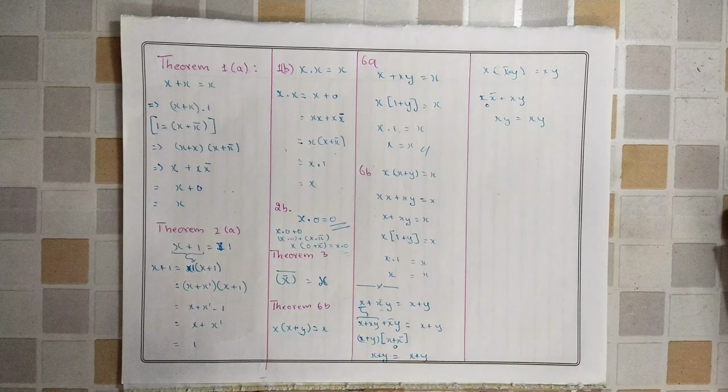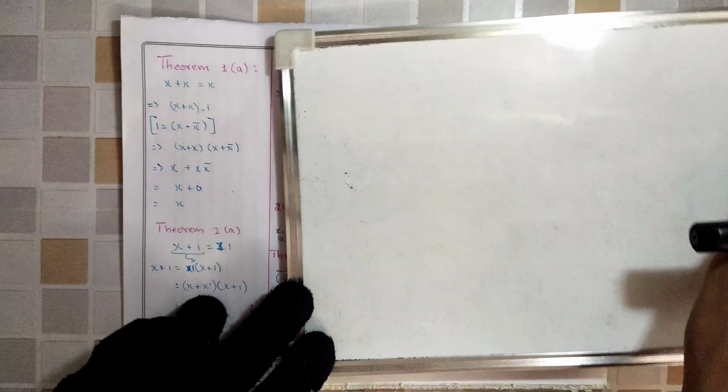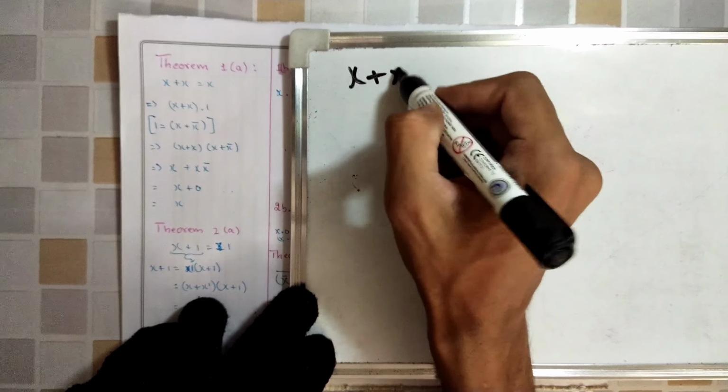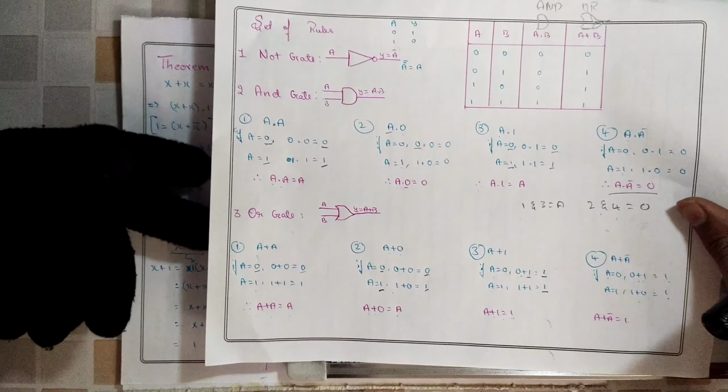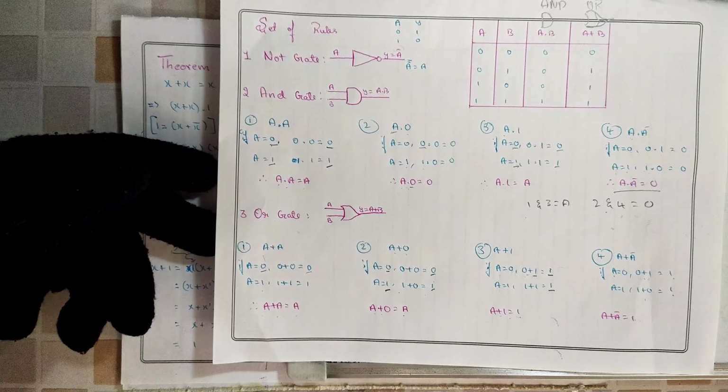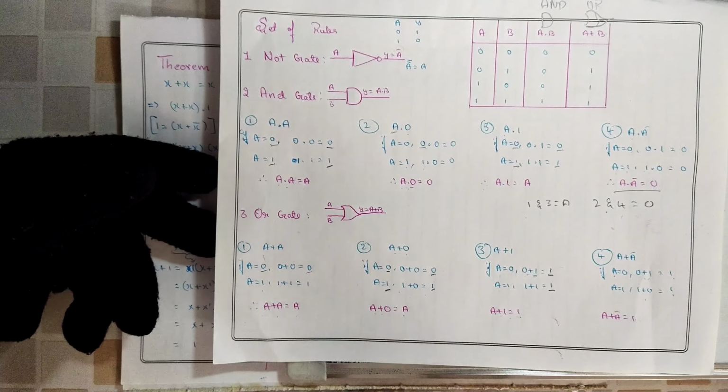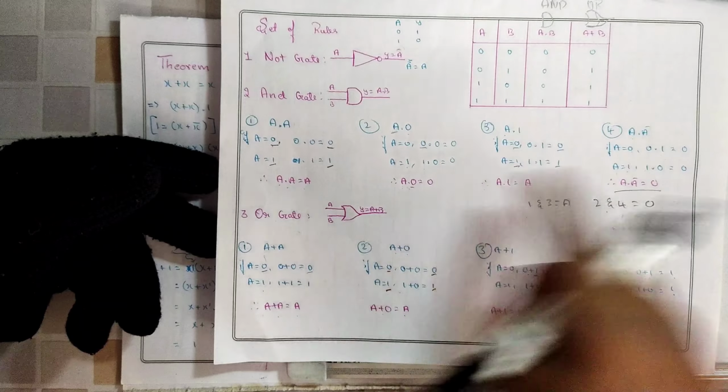So now let us move on to theorem 1. In theorem 1 we have x plus x is equal to x. So again, take a screenshot of this, or better, write it down and keep it. If you write it down now and keep it, it will be very easy to understand, because I will be showing this again and again.